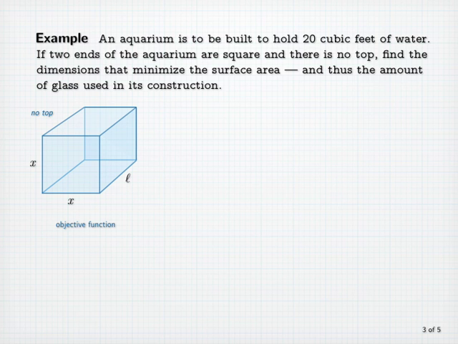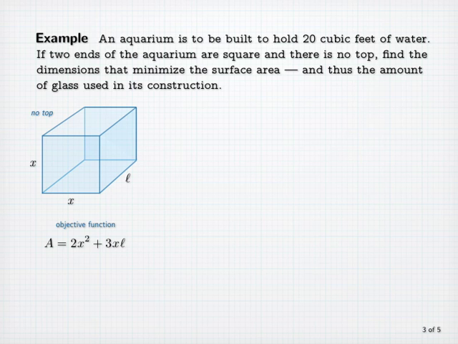The area of the two square ends combined is 2 times x squared. The front, back, and bottom of the aquarium each have area x times L, and so we have 3 times x times L, accounting for the area of those three sides. So our objective function is A equals 2x squared plus 3xL.